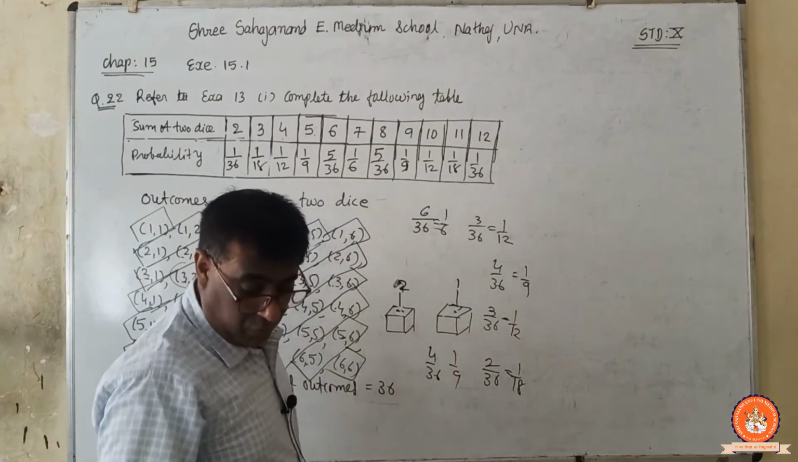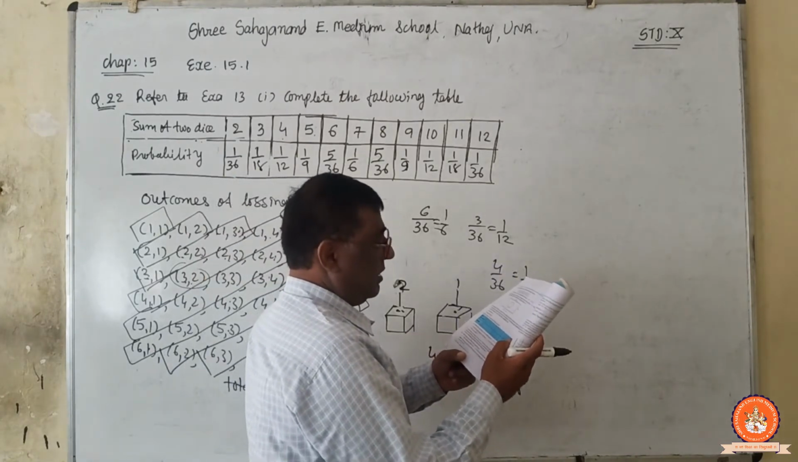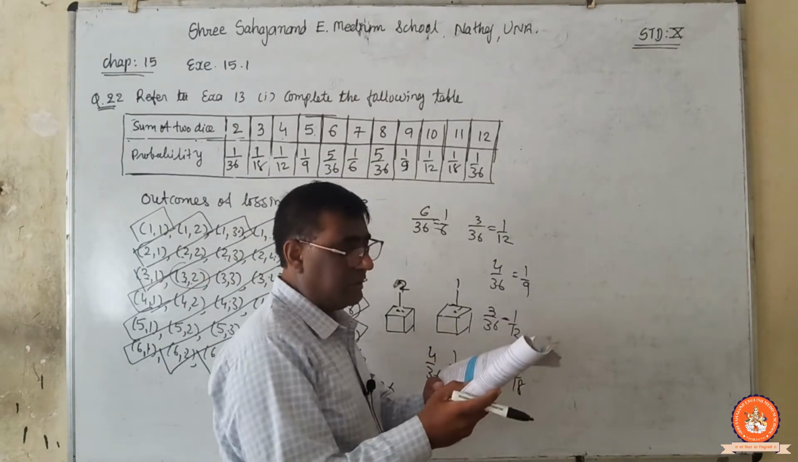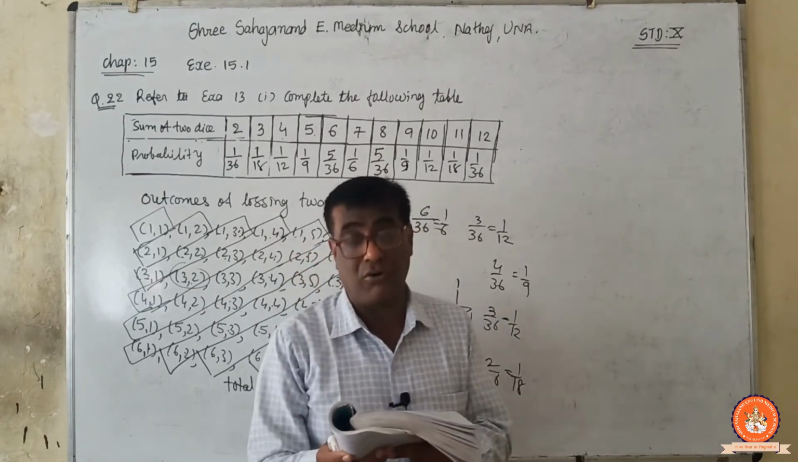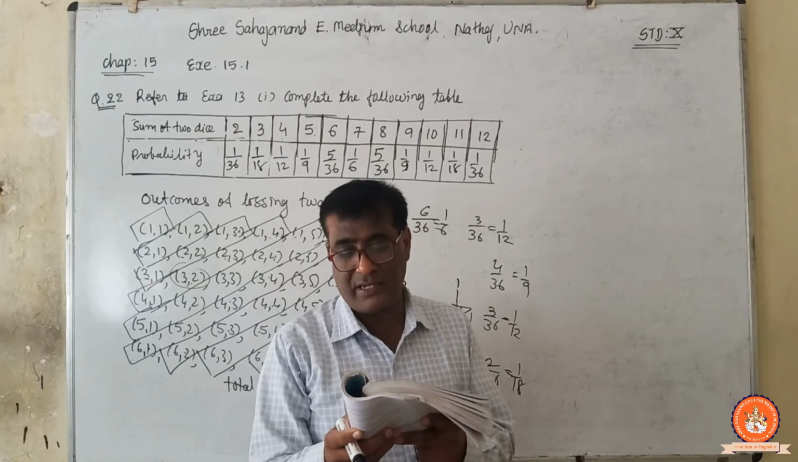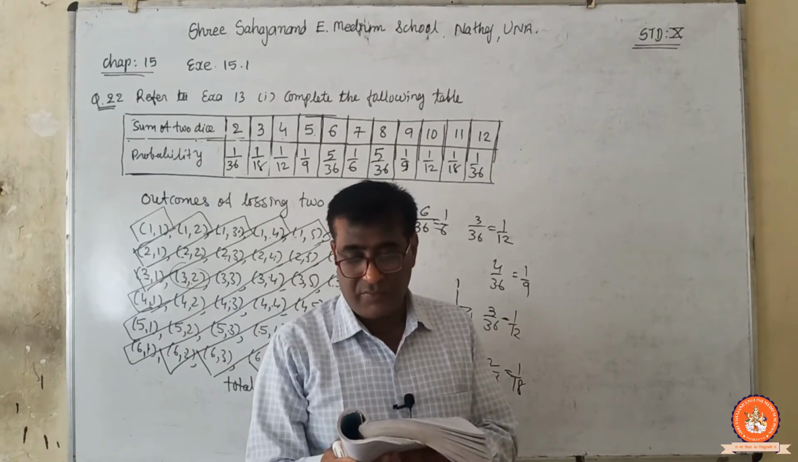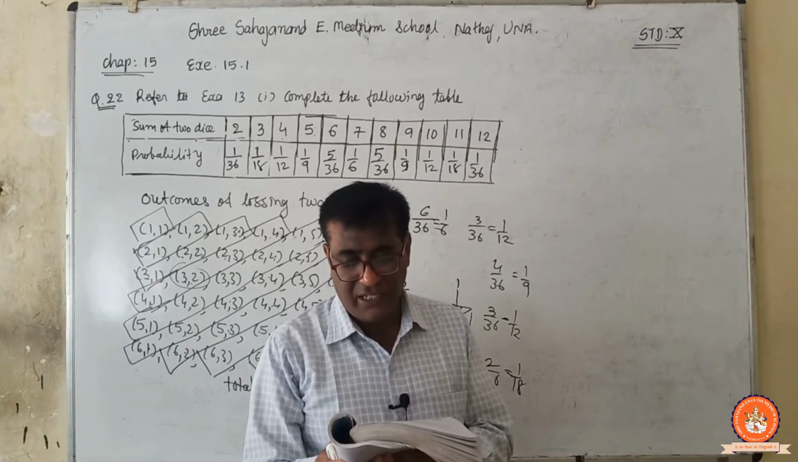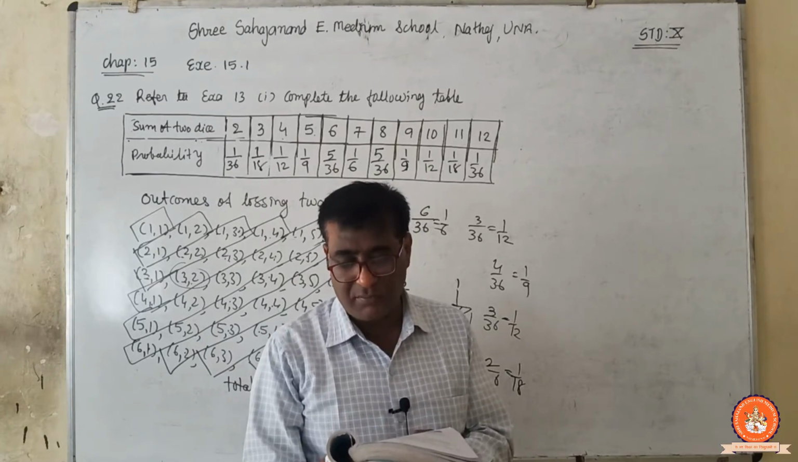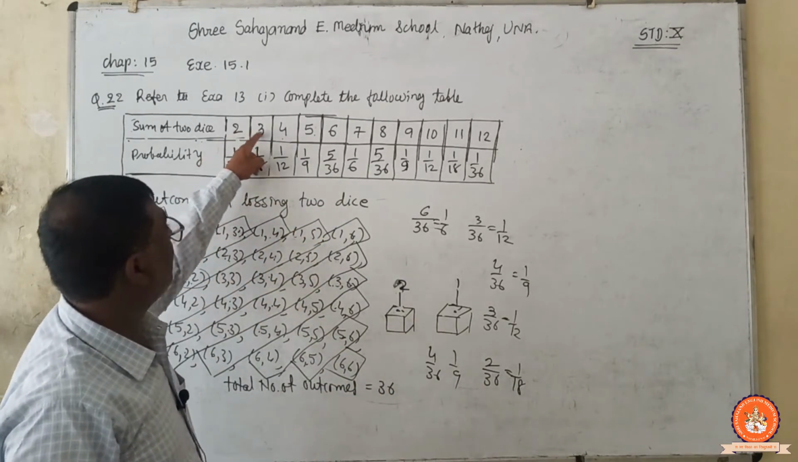Now part 2 of it is that a student argues there are 11 possible outcomes: 2, 3, 4, 5, 6, 7, 8, 9, 10, 11 and 12. So therefore each of them has a probability of 1 by 11. Getting the sum of two numbers, there are 11 possible outcomes.